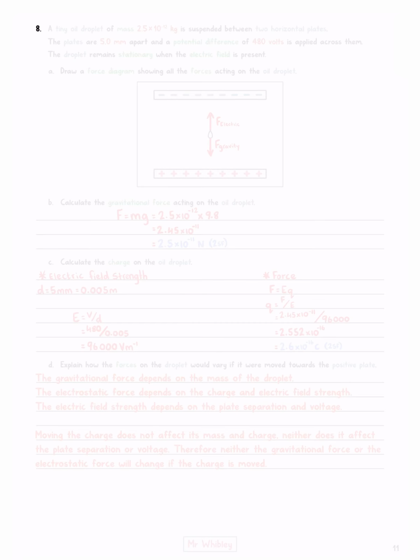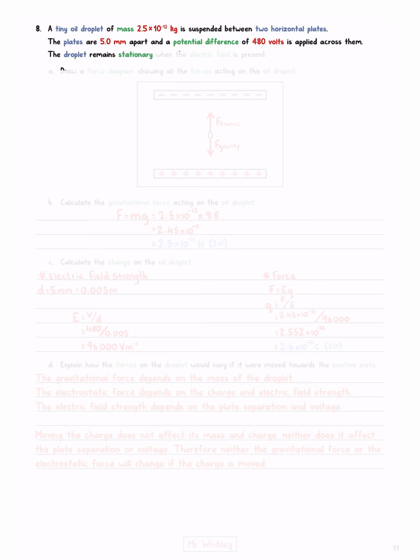Question 8. A tiny oil droplet of mass 2.5 times 10 to the minus 12 kilograms is suspended between two horizontal plates. The plates are 5 millimeters apart, and a potential difference of 480 volts is applied across them. The droplet remains stationary when the electric field is present. Draw a force diagram showing all the forces acting on the oil droplet.